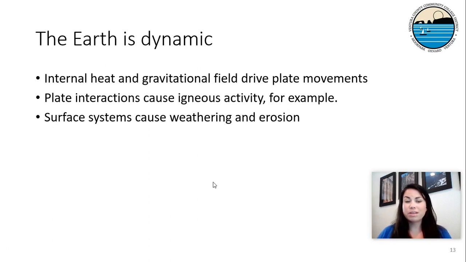Okay, so just really quickly, the Earth is really dynamic. We have changes that occur all the time. We have internal heat and the convection that drive plate movement, which ultimately is a driver towards having this rock cycle. We have plate interactions that cause these different formation of rocks, like igneous rocks, for example, through divergent plate boundaries where they're formed. And of course, we have surface systems that cause weathering and erosion, ultimately sedimentary rocks.